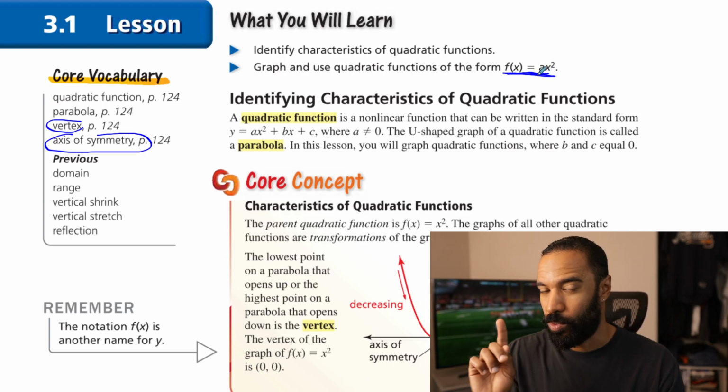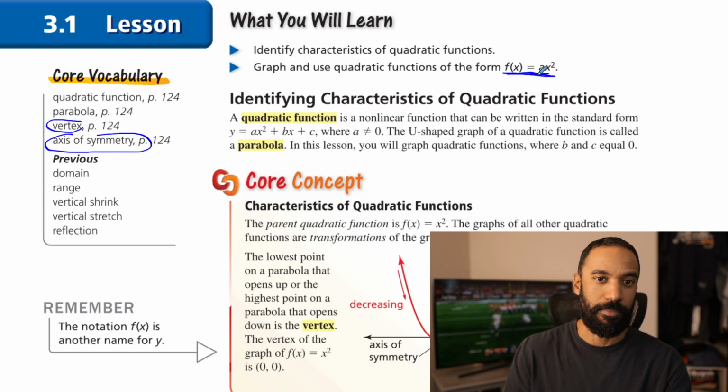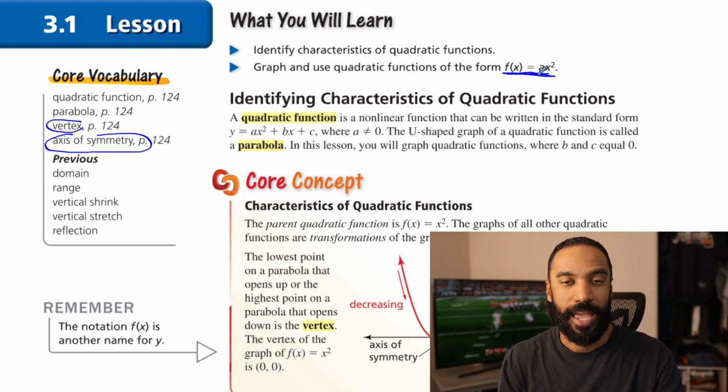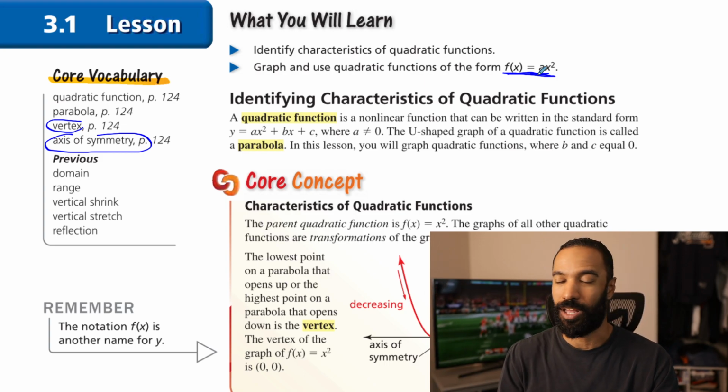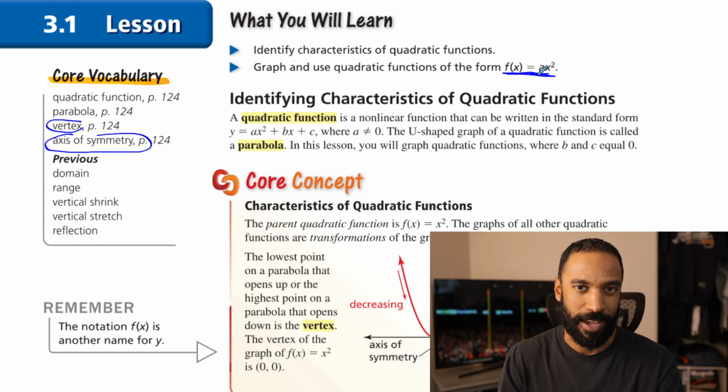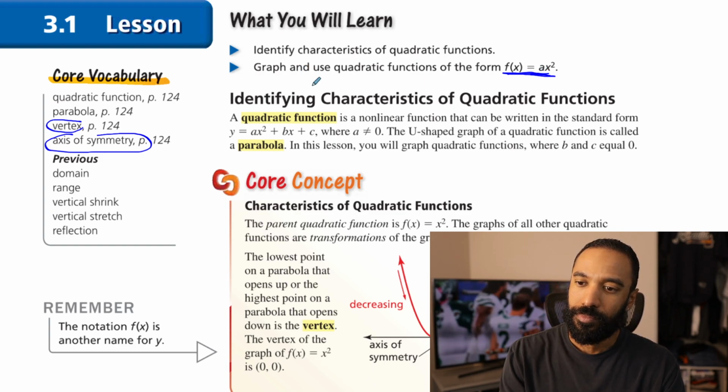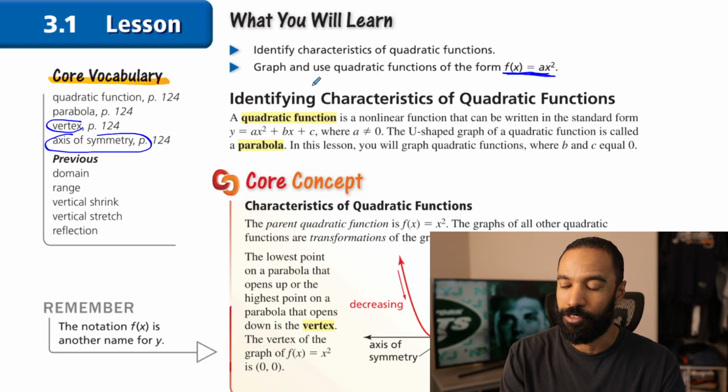Now, there's only one parameter, which is a. The x squared is something you're just going to see throughout the entire chapter and throughout all of Chapter 4, and we saw it on a lot of Chapter 3, obviously, as well, when it came to factoring. So, let's identify characteristics of quadratic functions.